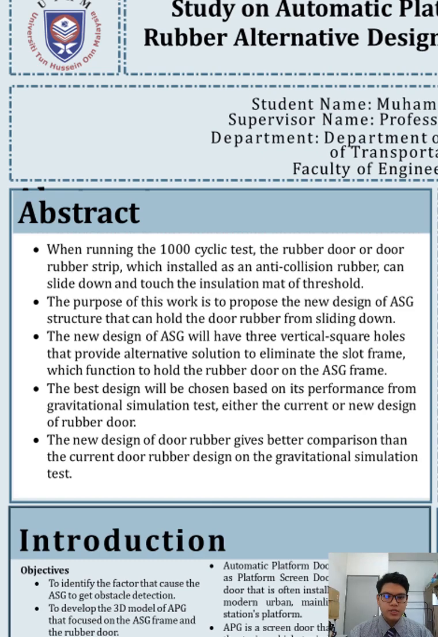So the first one is abstract. When running the cyclic test, the rubber door, which is installed as an anti-collision rubber, can slide down and touch the insulation mat of the threshold. With this problem, the purpose of this work is to propose a new design of ASG structure that can hold the door rubber from sliding down. The new design of ASG will have three vertical square holes that provide an alternative solution to eliminate the slot frame, which functions to hold the rubber on the ASG frame.